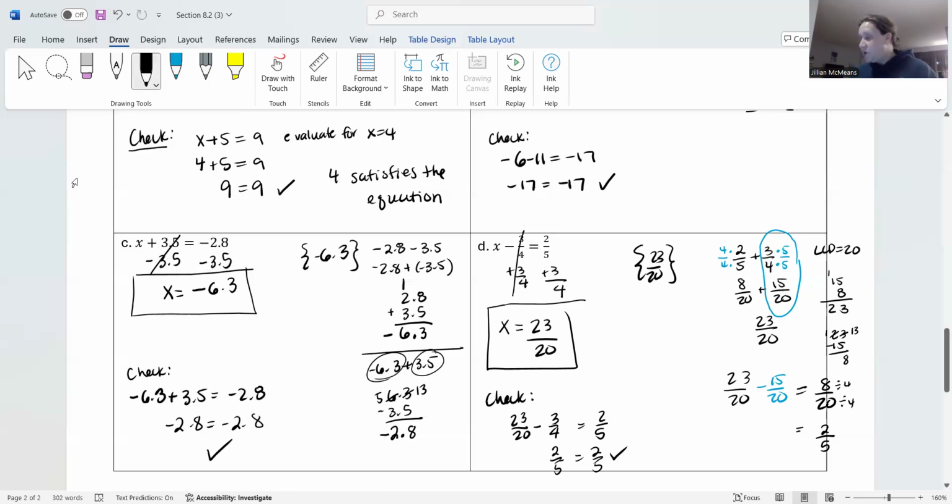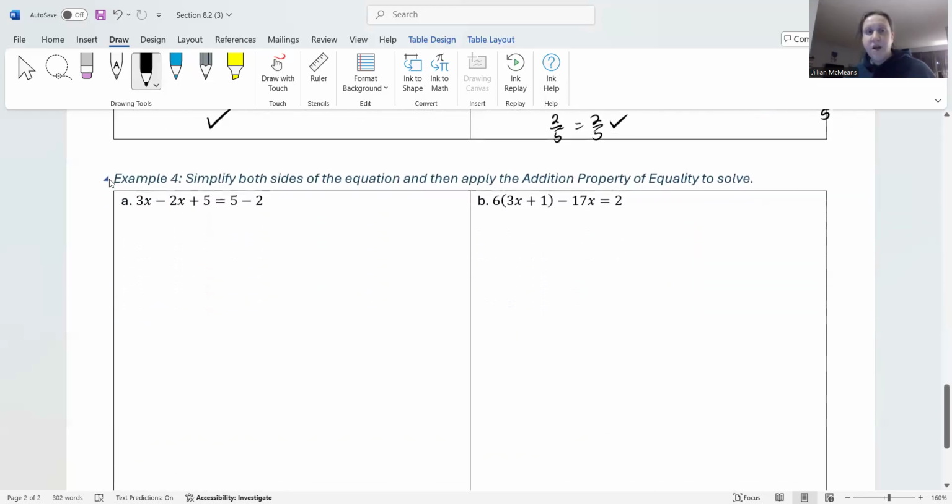Okay? Now, I do have one more example, and I don't have it as a separate topic, so this is just going to be a slightly longer video. So it says example 4, simplify both sides of the equation and then apply the addition property of equality to solve.